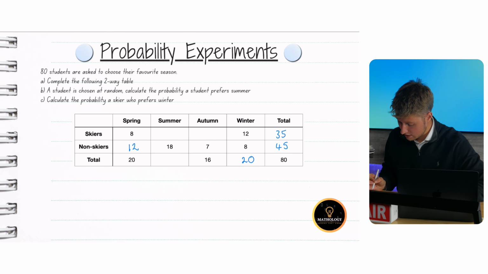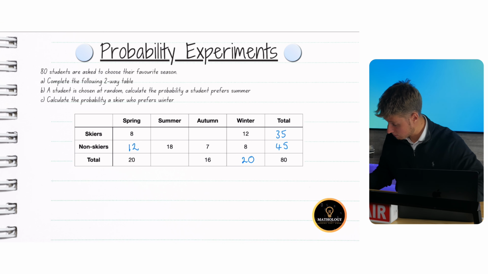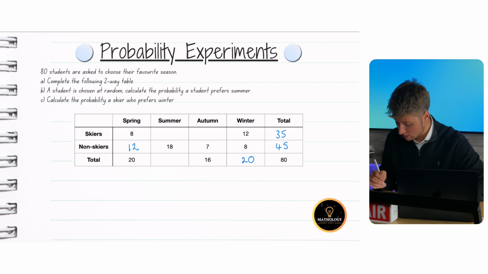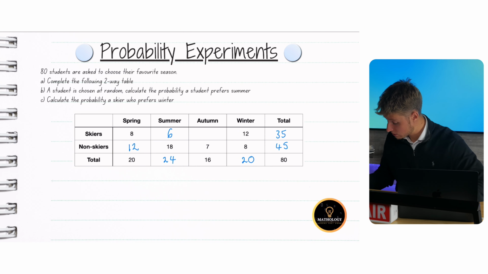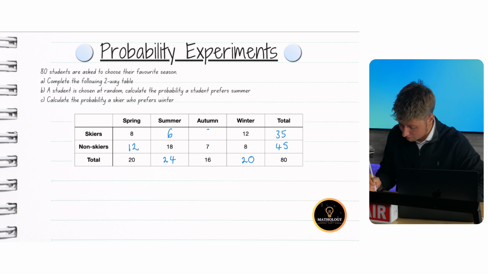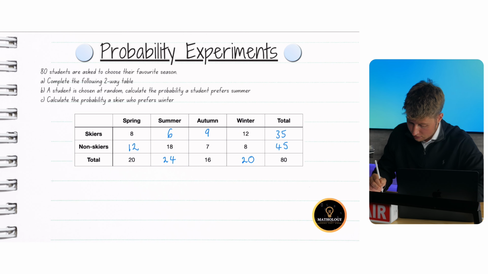You've got 20 plus 16 plus 20. So 20 plus 20 plus 16 gives me 56. And if we do 80 subtract 56, this is going to give me 24 here. Then we can work out how many skiers we have in summer. So 24 subtract 18, and this gives me 6, so we've got 6 there, and then 8 plus 6 plus some number plus 12 must equal 35. So 35 subtract 12, subtract 6, subtract 8, gives me 9. And then just to check, 9 plus 7 gives me 16. So that's part A done.